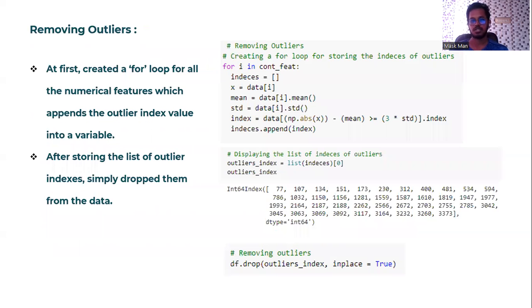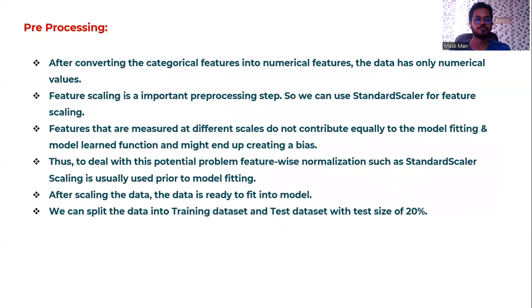And after that, we can handle outliers, because removing outliers is very important. At first, I created a for loop for all the numerical features, which finds the outlier index. So we can identify the outlier indexes by this for loop, which is based on Z score. And after identifying those outliers, we can easily remove them from the data.